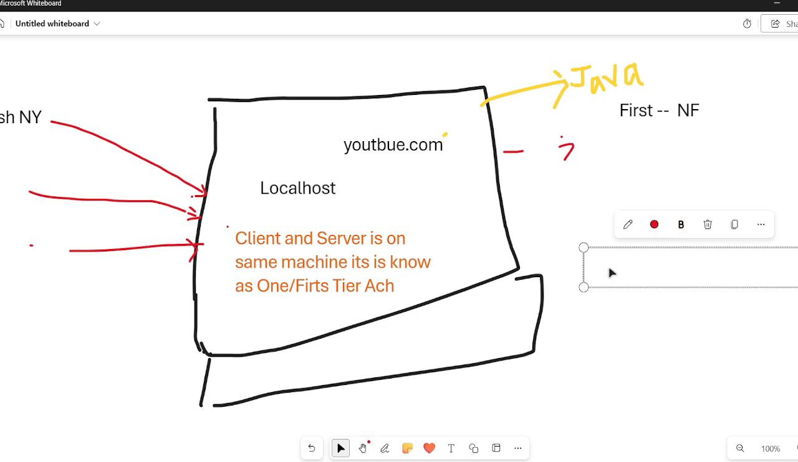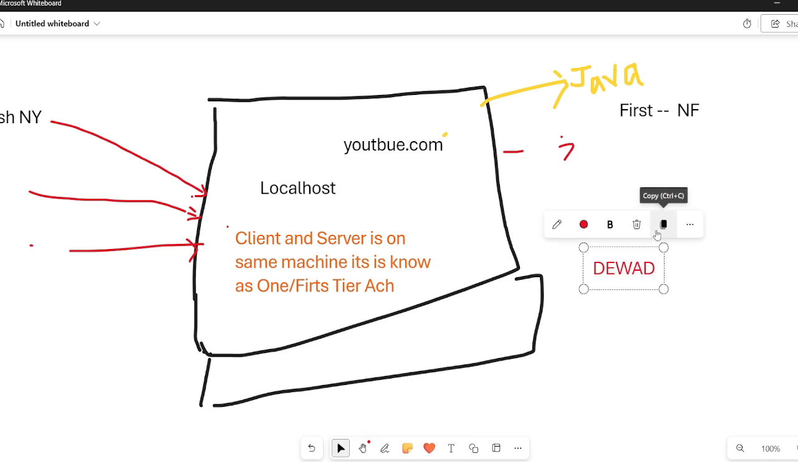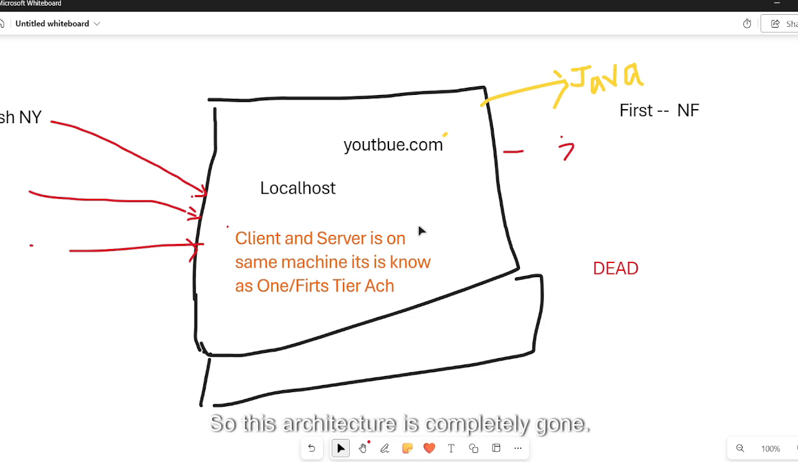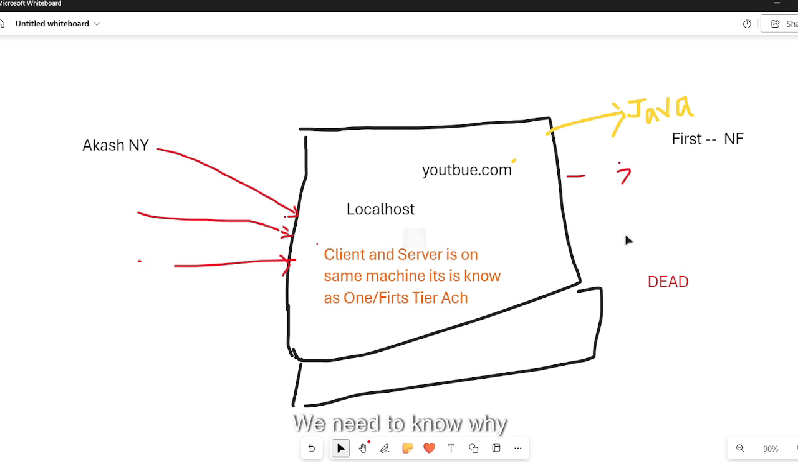This architecture is currently dead. No one uses this architecture at this moment. It is completely gone. But knowing this is really important. We need to know what the first tier architecture was and how it gave engineers an opportunity to develop another one. So this was the first tier architecture.